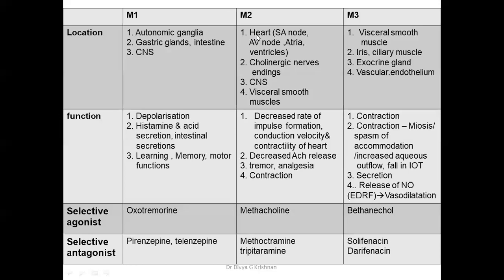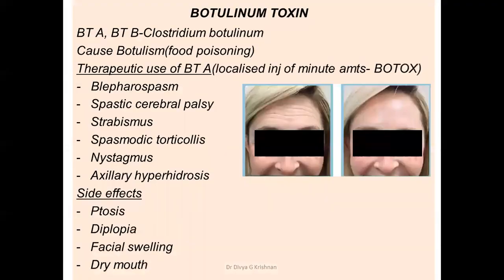The M2 receptor, again, is a very important receptor. You can see it is present on the heart in different parts: SA node, AV node, atria, and on the ventricles. It is also present on the cholinergic pre-junctional nerve endings. I told you the nerve ending from which the transmitter is released is the pre-junctional nerve ending. So the cholinergic pre-junctional nerve ending also has it. I can show you here. We had a picture here.